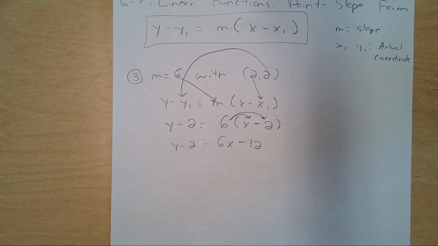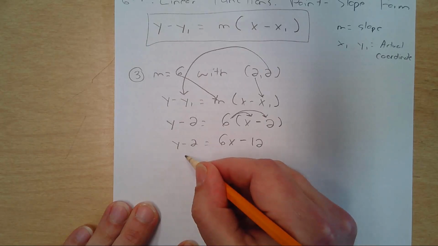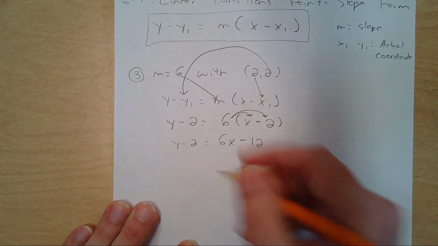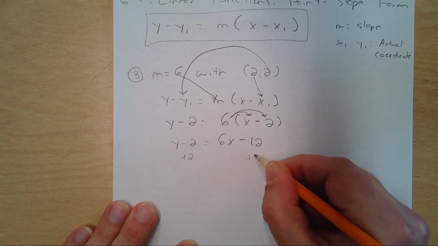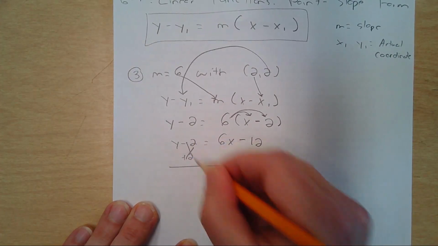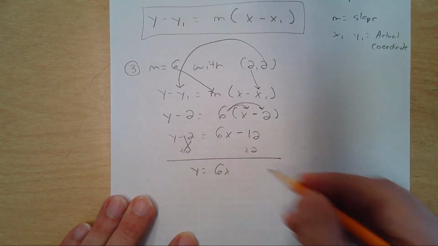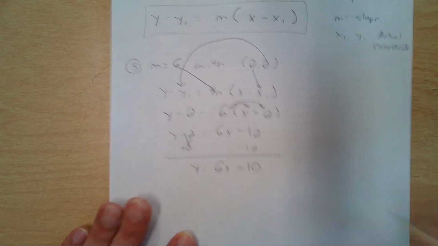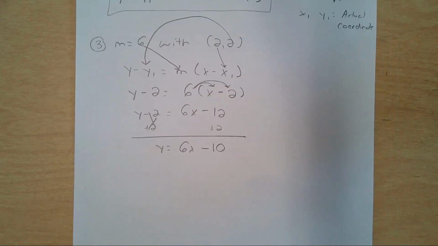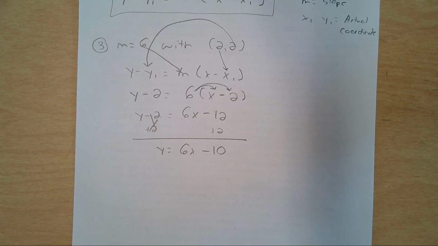Now I have one thing left to do to get it in slope-intercept form, and that is to add this 2 to both sides. And when I add this 2 to both sides, that's gone. There's my y equals 6x, negative 12 plus 2, minus 10. And that is my answer in slope-intercept form.